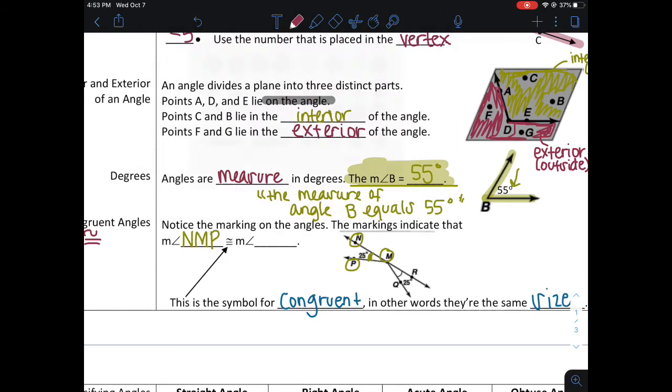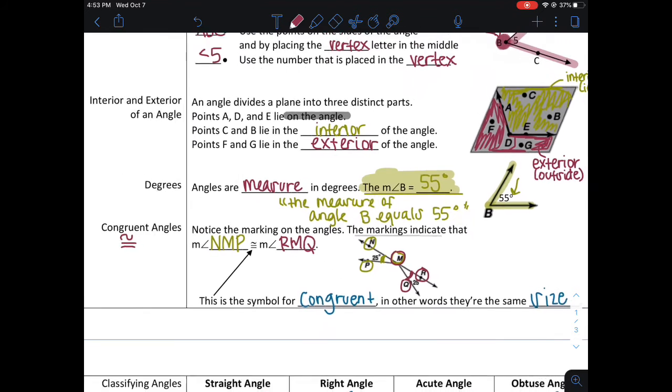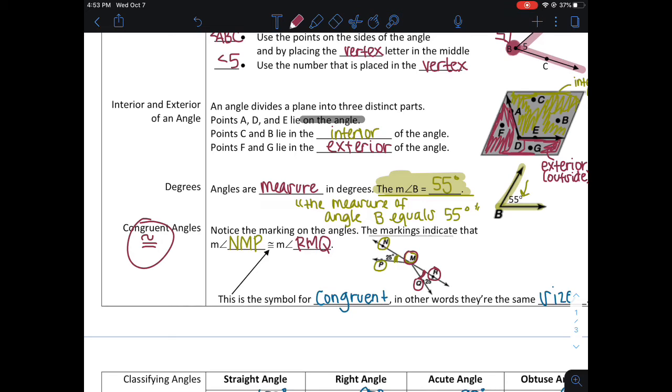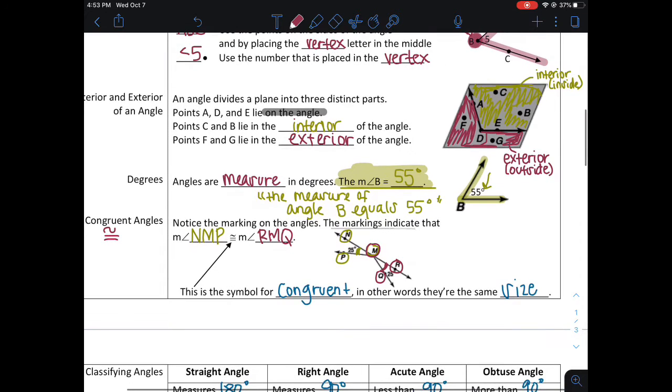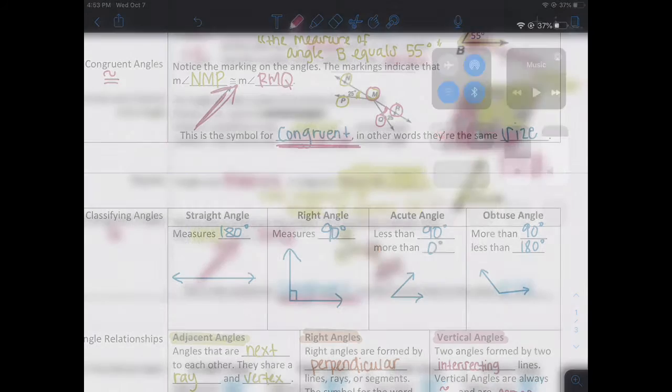Then we see the other angle, angle RMQ. And again, M is the vertex, so it goes between the R and the Q. This one's also 25 degrees, and it also has an arc. That just means these angles are congruent. That's what that squiggly equal sign means. It's an equal sign with a squiggle over it. It means congruent. So again, that is the symbol for congruent. You can see it right there. In other words, they're the same size.